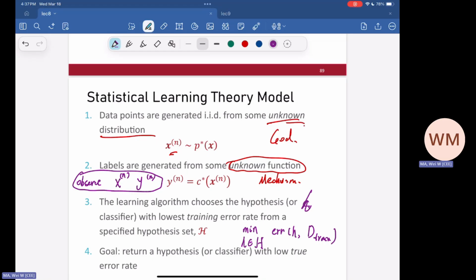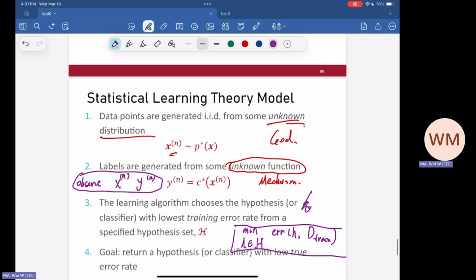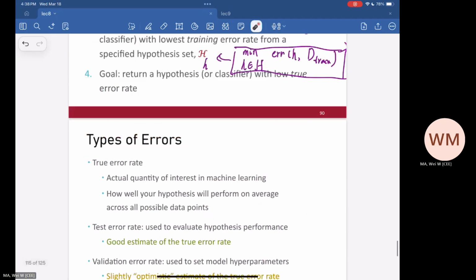Okay, but our goal is not this. In machine learning training we are doing this, then we find the H function. But what we actually want is an H that has a low true error. It's not the training error, so it may be different.